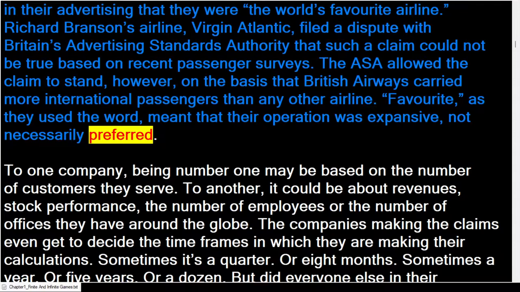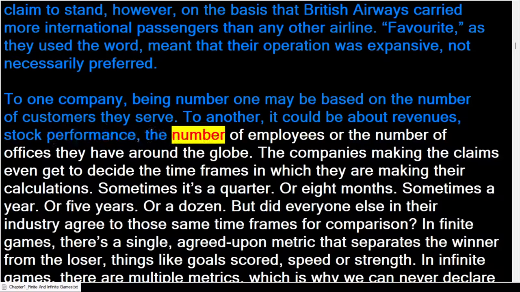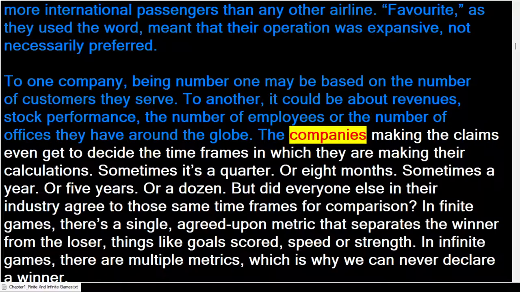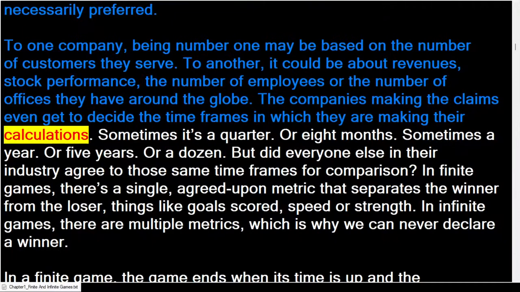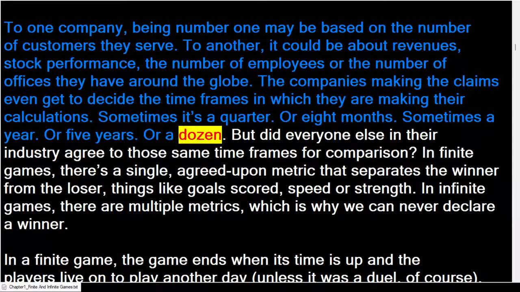To one company, being number one may be based on the number of customers they serve. To another, it could be about revenues, stock performance, the number of employees or the number of offices they have around the globe. The companies making the claims even get to decide the time frames in which they are making their calculations. Sometimes it's a quarter, or 8 months, sometimes a year, or 5 years, or a dozen. But did everyone else in their industry agree to those same time frames for comparison?